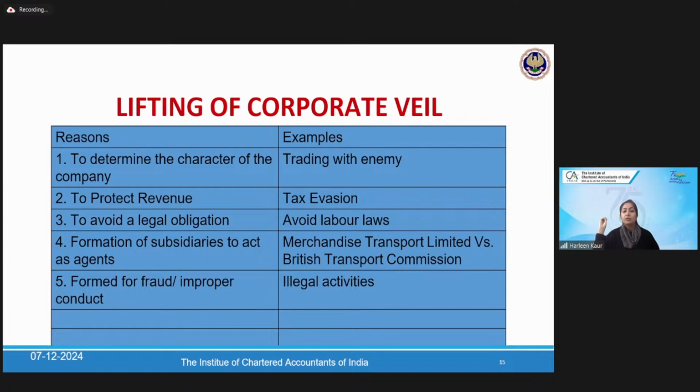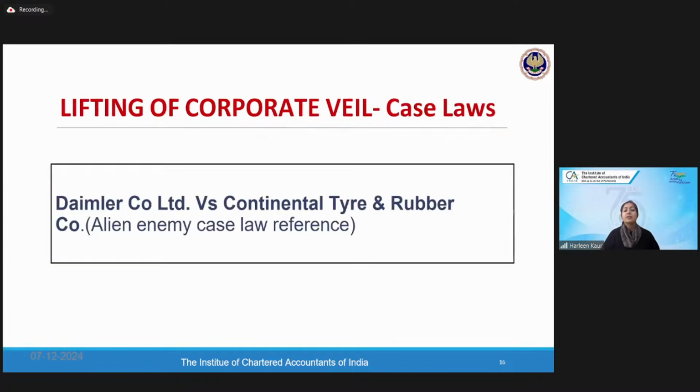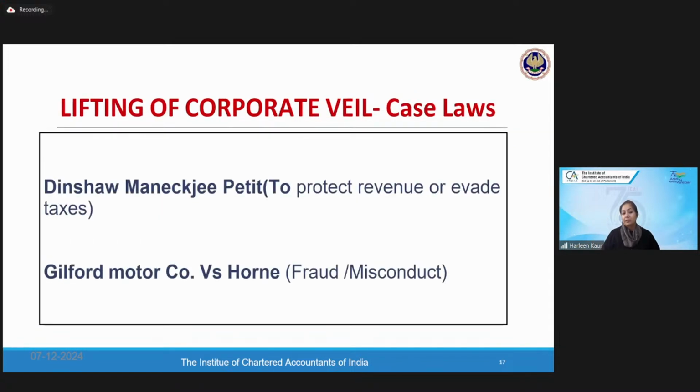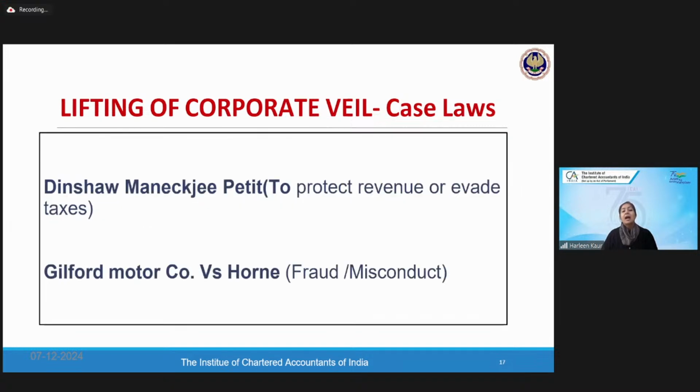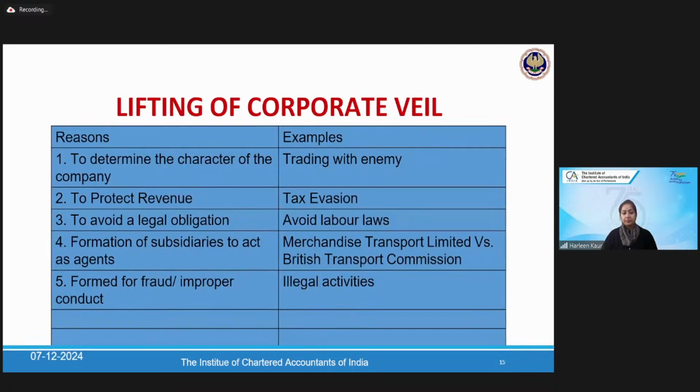In this particular thing, we'll be doing the case law that is Dinshaw Maneckji Petit. So lifting of the corporate veil, this entire case studies discussion will be taken up from the study material. But how you have to learn it: for the alien enemy, the case law reference is Daimler Company Limited versus Continental Tyre and Rubber Company. And for protecting the revenue, it is Dinshaw Maneckji Petit.